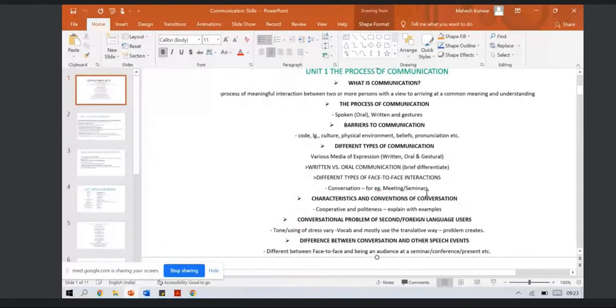But face-to-face communication has different types, like meetings, seminars, and conferences, as I said. In a meeting, you will be one of the participants, and you will communicate among the meeting members. The different persons will express their opinions, ideas, or any kind of information there.